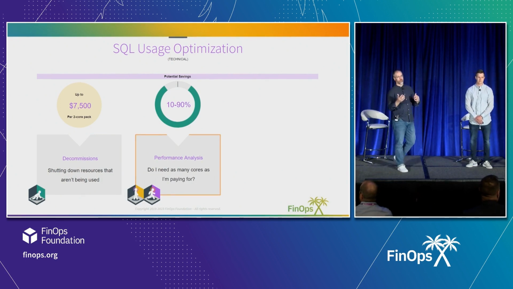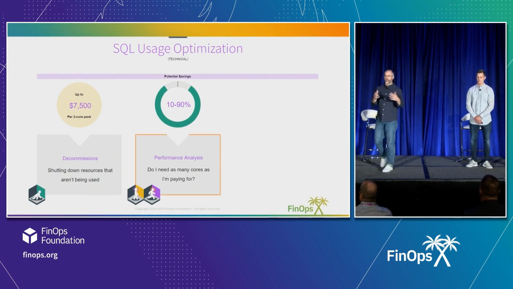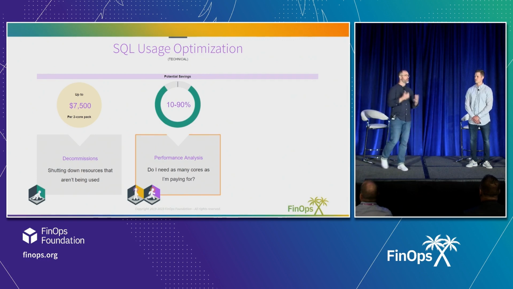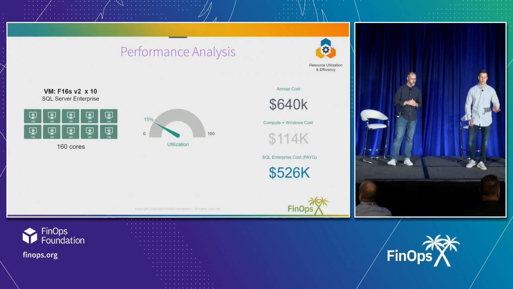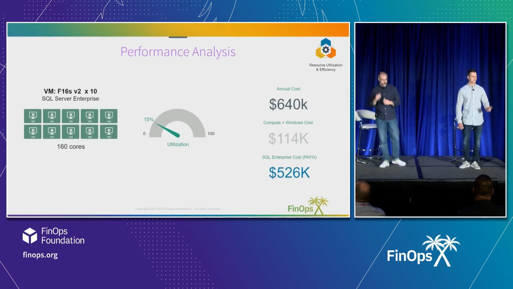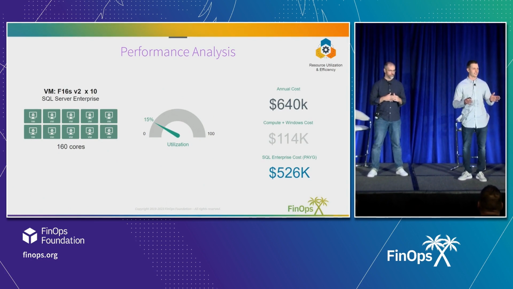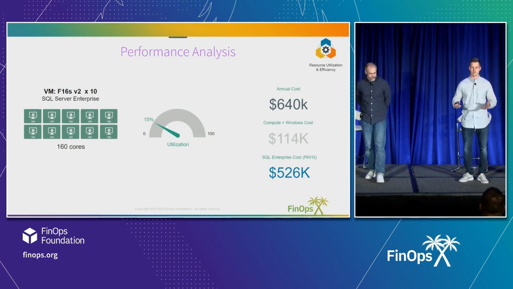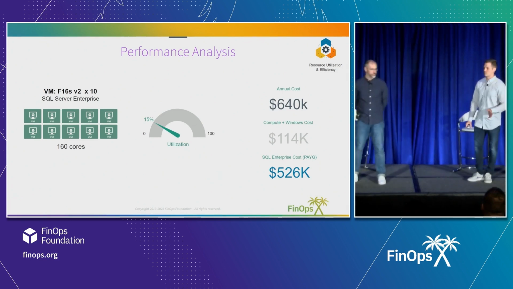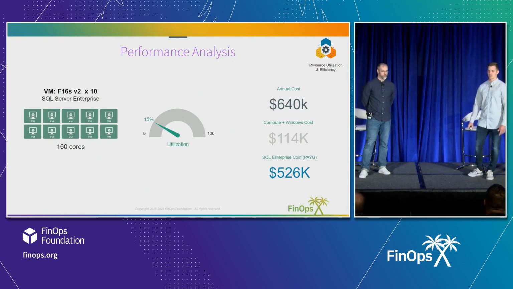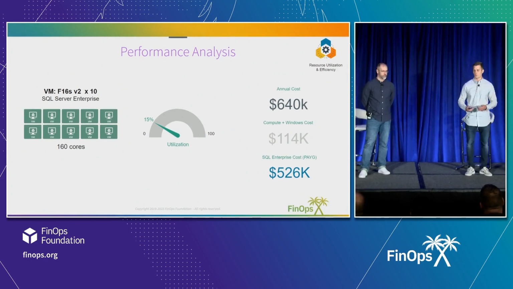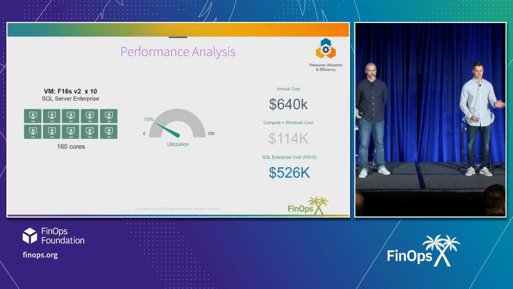Then performance analysis. If you can't decommission it, then what can you look at in terms of performance? If you can decommission it, you can drop 100%. If you can't drop 100%, then let's look at an example of what you can do. This was an actual customer example from an environment that we worked on. It's an oversimplified example, but for the sake of simplicity, they had 10 SQL servers that were all installed on F16s VMs in Azure, and the utilization of those was about 15%. You can see on the screen the cost of that. The interesting thing is that while the total cost was $640,000, the SQL licensing portion of that was over $500,000, a major portion of the total cost.